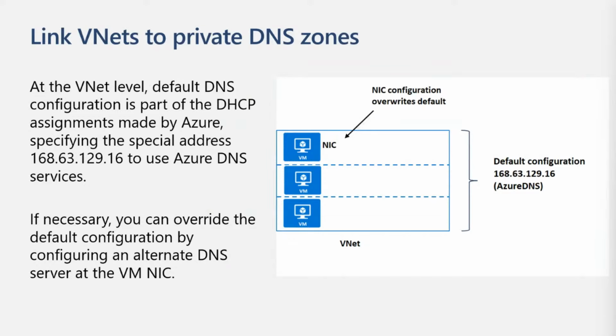So in Azure, a VNet represents a group of one or more subnets as defined by a CIDR, or classless interdomain routing, range. Resources such as VMs are added to the subnets, and at the VNet level, the default DNS configuration is part of the DHCP assignments that are made by Azure, specifying the special address 168.63.129.16 to use Azure DNS services. However, if you need to, you can override the default configurations by configuring an alternate DNS server at the VM NIC. This diagram outlines what this would look like.